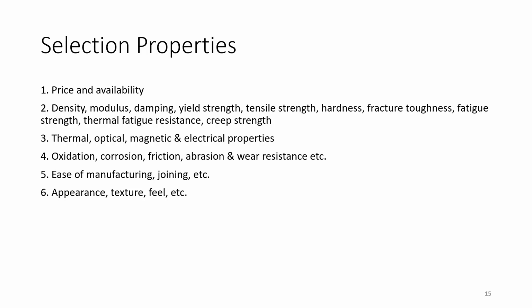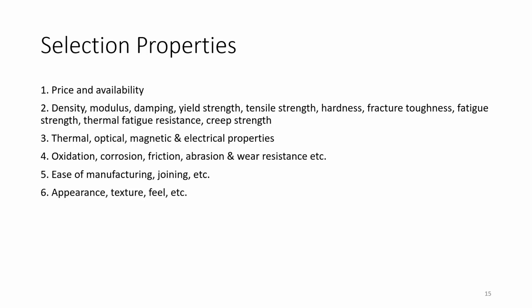And then density and modulus. Then these are the mechanical properties. So density is not a mechanical property. Then you have mechanical properties such as modulus, damping, yield strength, tensile strength, hardness, fracture toughness, fatigue strength, thermal fatigue resistance, and creep strength. So all these properties are considered. Based on various applications, you can omit some of the properties and focus on some properties required in that particular application.